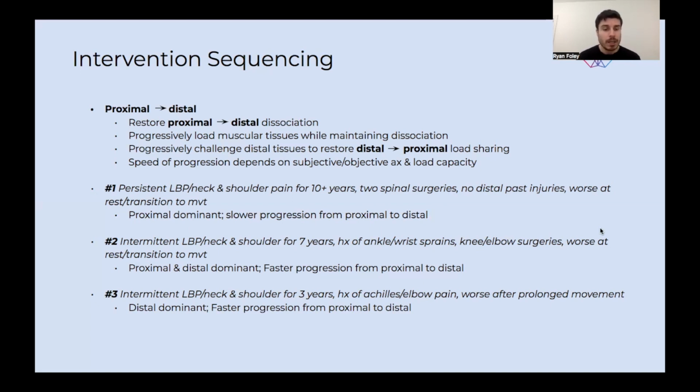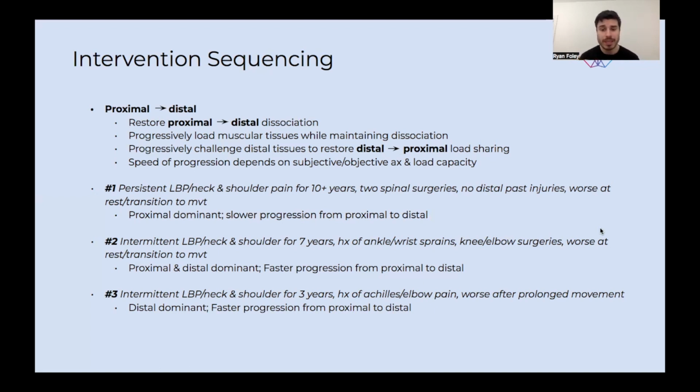Okay, so in the first example here, we have a client with persistent low back pain or neck and shoulder pain. Okay, we're just going to say for the rest of them, it's more proximal pain experience. So they've had that for the past 10 years. They've had 2 local surgeries proximally. So we have to consider that there's been some physical change to those tissues. They have no history of distal injuries, and their pain is worse at rest. Okay, and during that transition from rest to movement.